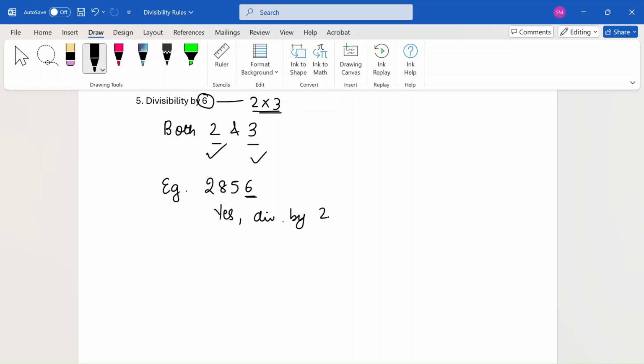Now, let us check. Is the number divisible by 3? What do we do while checking the divisibility by 3? We just add all the digits of the number. 2 plus 8 plus 5 plus 6. What is 2 plus 8? 10. 10 plus 5, 15. 15 plus 6, 21. Is the number 21 divisible by 3? Yes, it is. So this number 2856 is also divisible by 3. As this number is divisible by both 2 and 3, the number is divisible by 6.